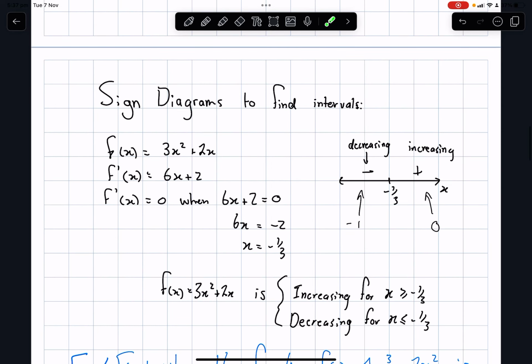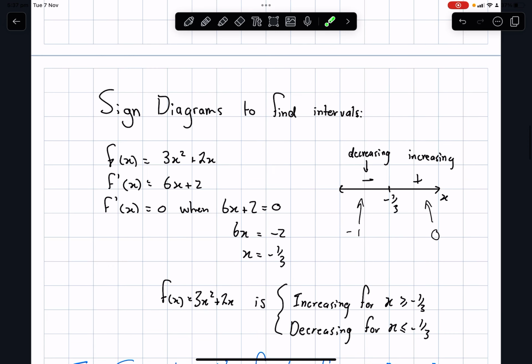So, I want to write the interval that it is increasing and decreasing. So for my function f of x, it's increasing for x greater than or equal to -1/3, because the plus is on the right, and it's decreasing for x less than or equal to -1/3. So that's the process we're going to use.